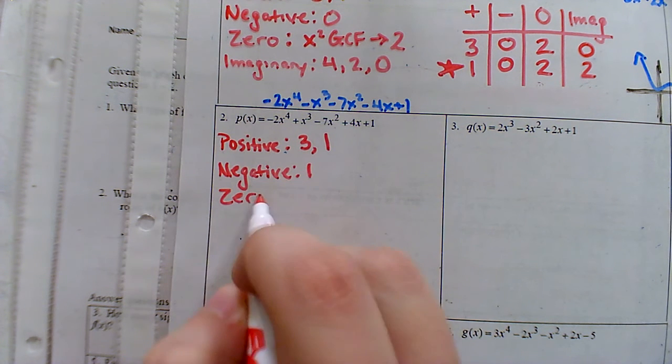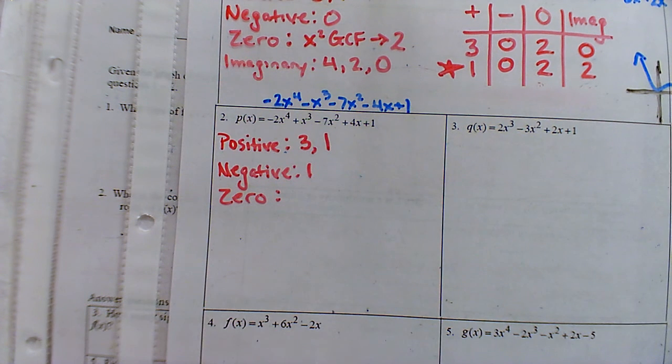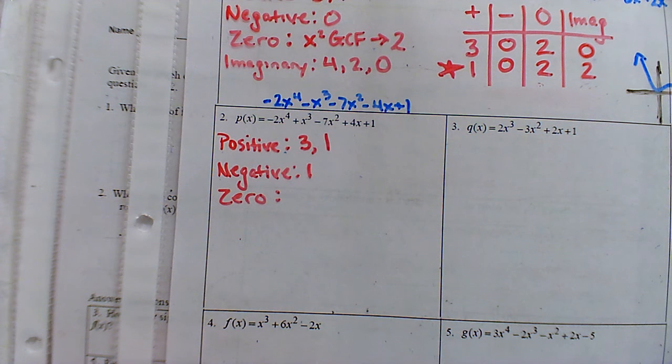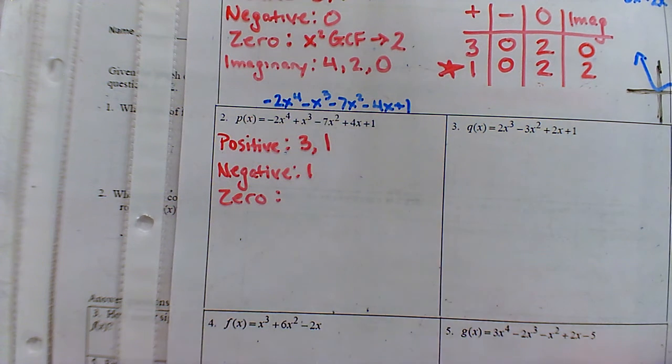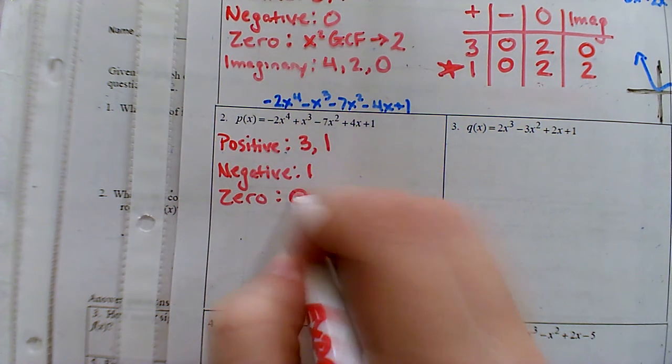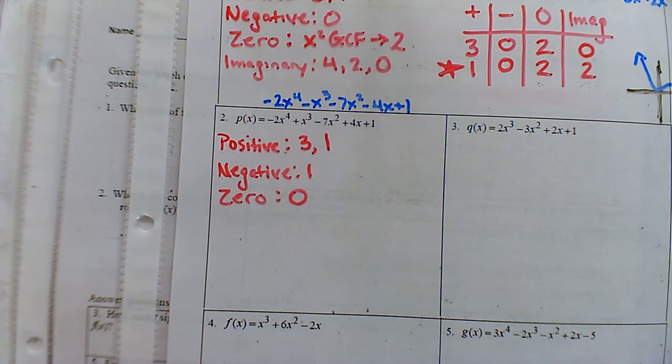How about any x-intercepts at the origin? Do we have an x as a GCF? No. Notice how we have that constant term on the end, so there's no x there, and there's no way we can factor 1 out. So we don't have any at the origin.